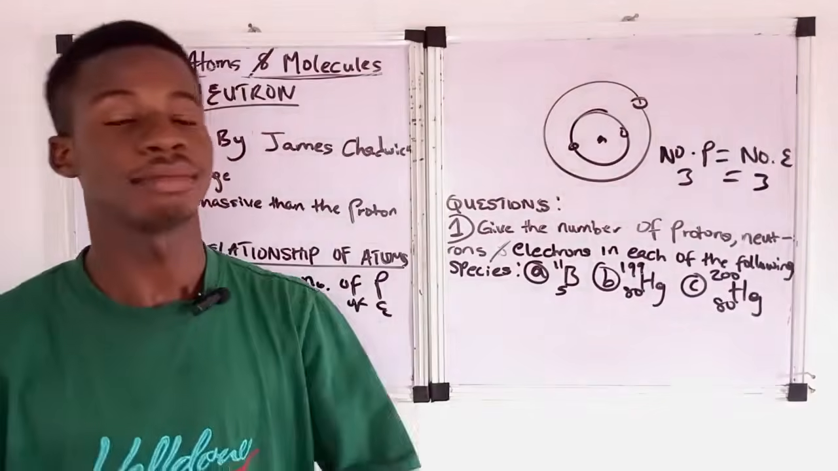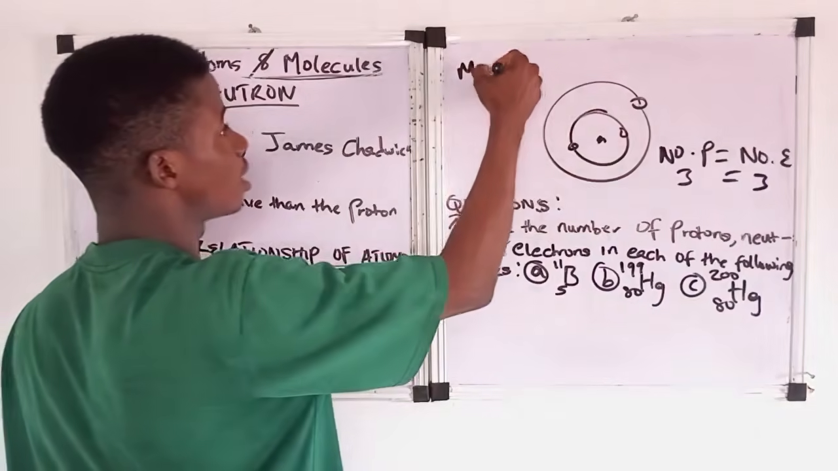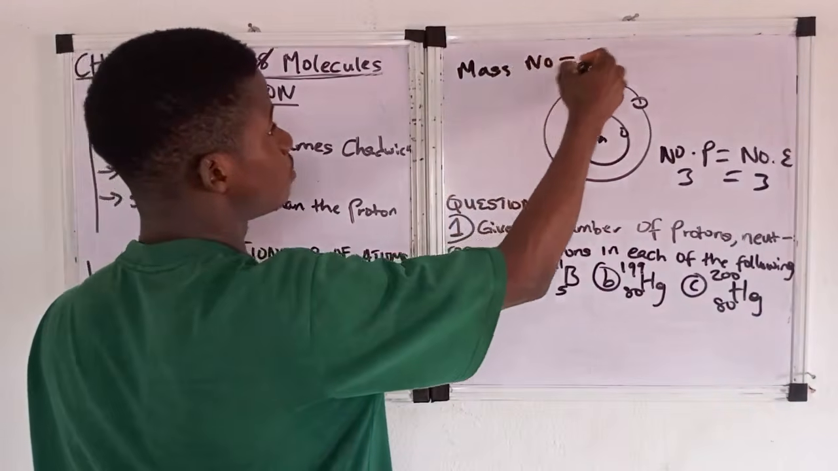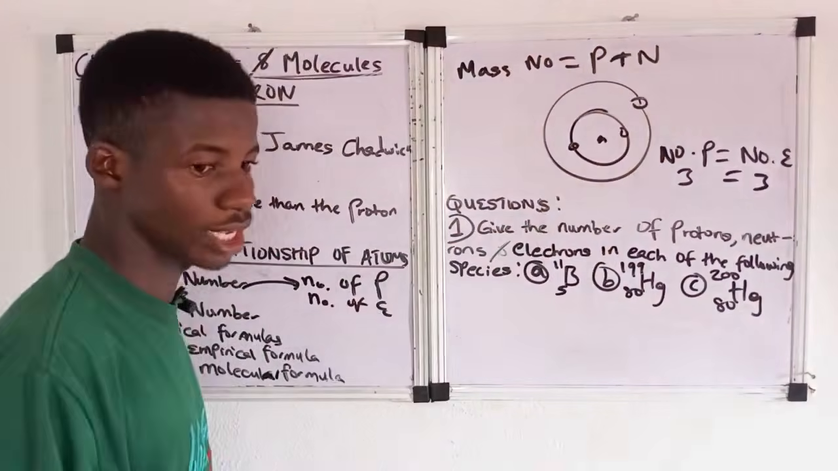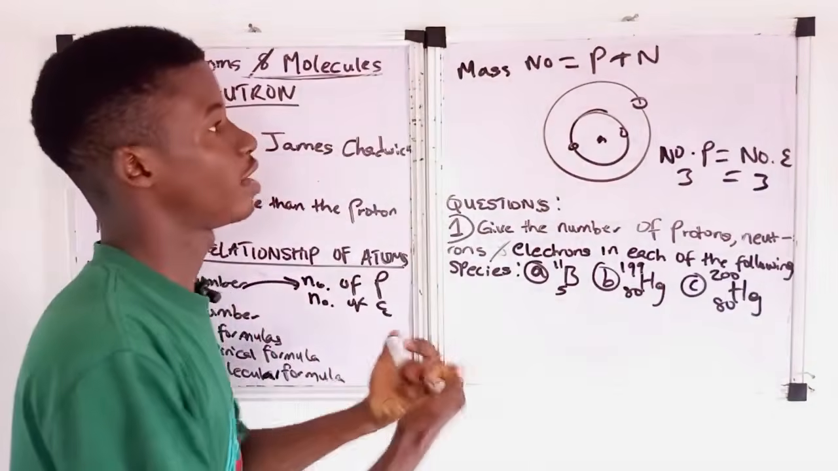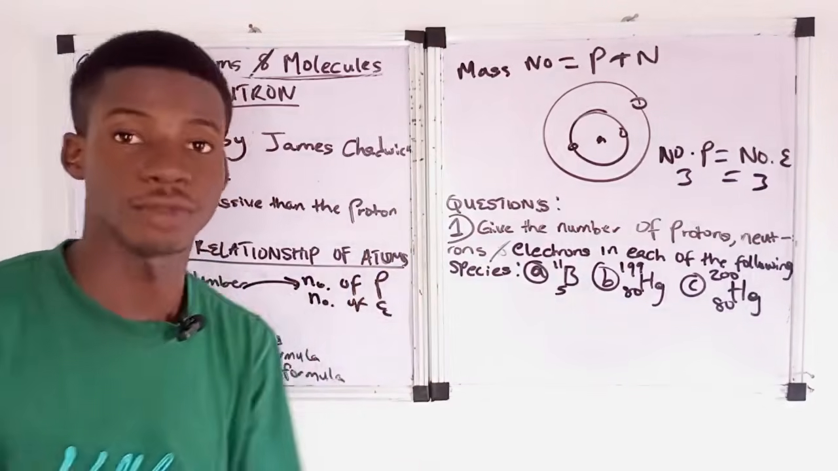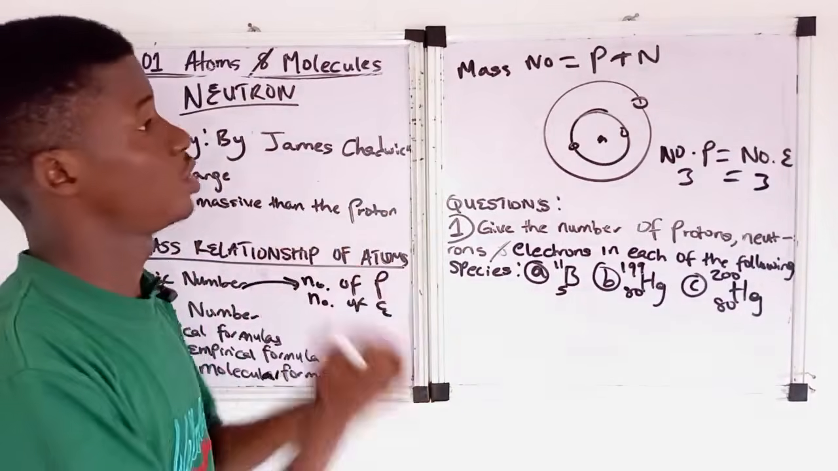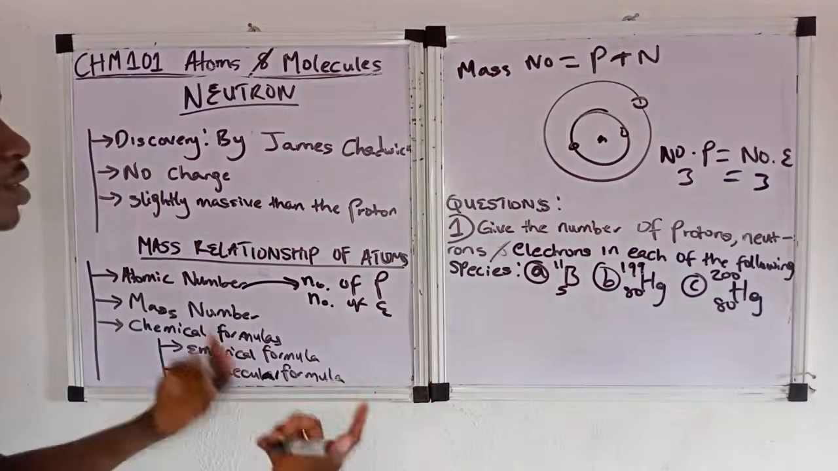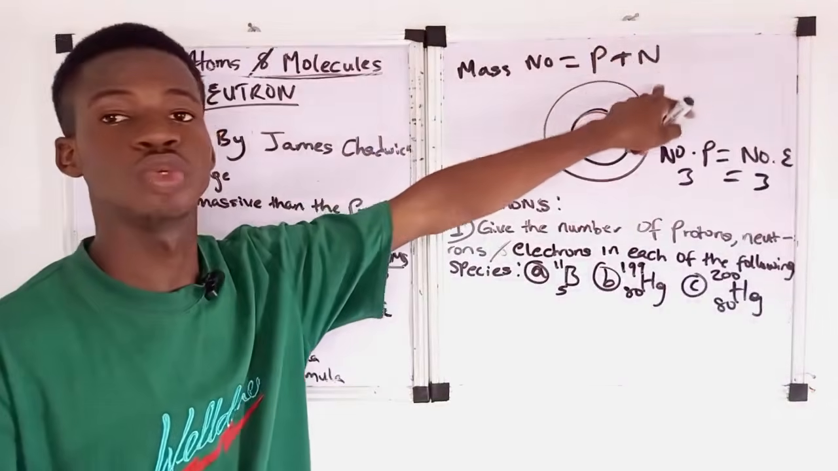Now, move to the next part, which is mass number. What is mass number? Mass number is the number of protons and neutrons in an atom. That is known as the mass number of an atom. The number of protons and the number of neutrons in the nucleus of that atom gives you the mass number. So that is just it. Mass number equals protons plus neutrons.